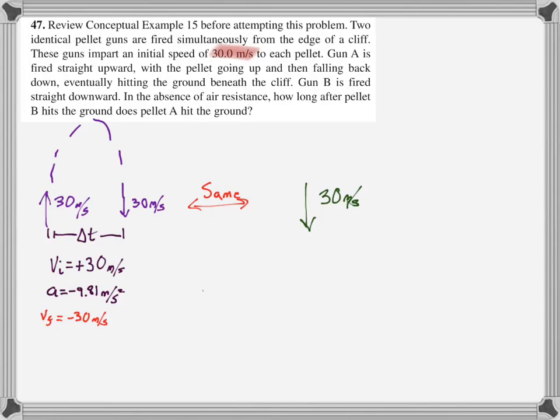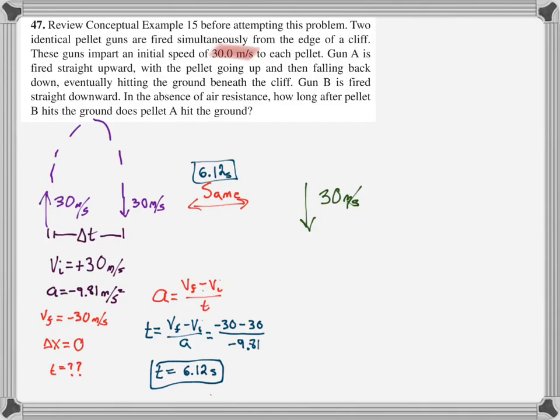So if we imagine the final velocity to be negative 30 meters per second, and because it's going to come back to the same height that it started, we can say that the displacement is zero, and we can calculate the time using a variety of equations. The main equation we'll use is just an acceleration equation, which is v final minus v initial over time, but be careful with the signs. The v final is negative, so it's going to be negative 30 minus 30 over 9.81, which would give us about 6.12 seconds.